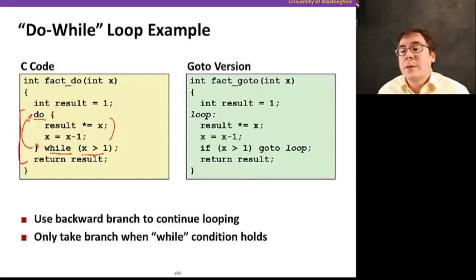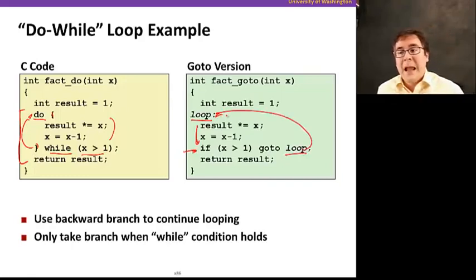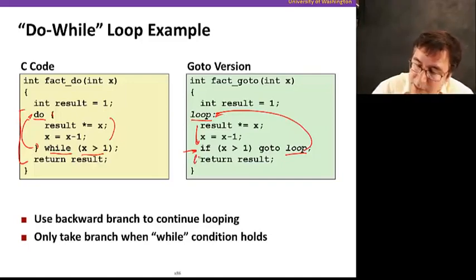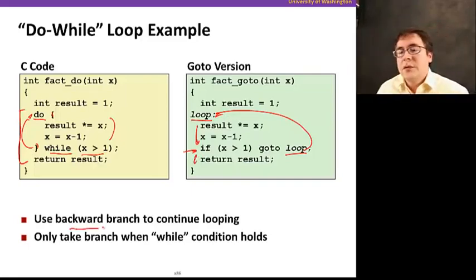Now we can look at this in the form of gotos, and it's pretty simple, right? We have a label at the beginning of the loop. We're going to execute the body of the loop, and evaluate the loop condition. If it's true, we jump back to the beginning of the loop. And if it's no longer true, this goto loop is not going to happen, so then we're going to get out of the loop. Note that we have what we call backwards branching to continue the loop, and we only take this backward branch while the condition holds.